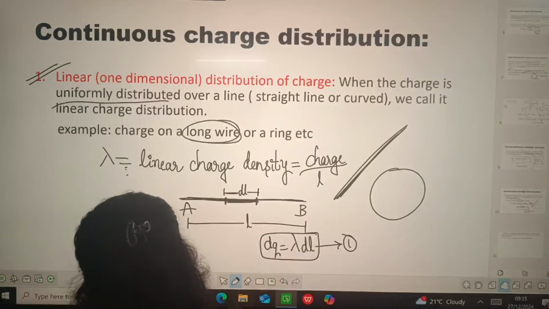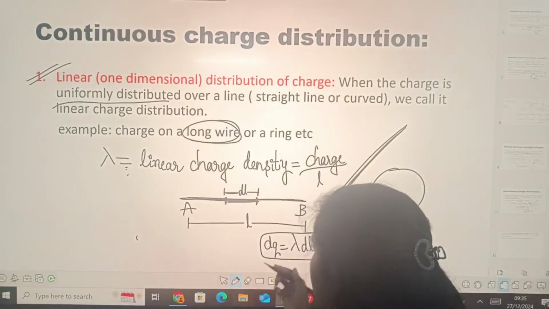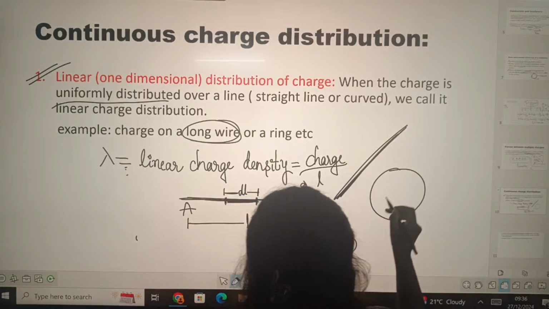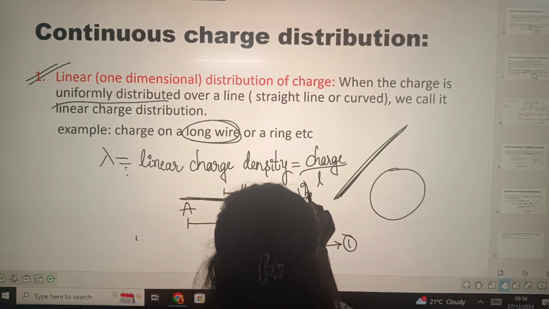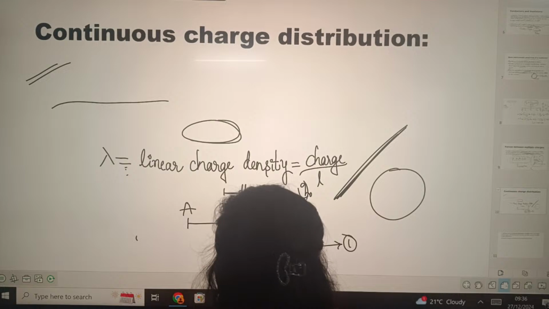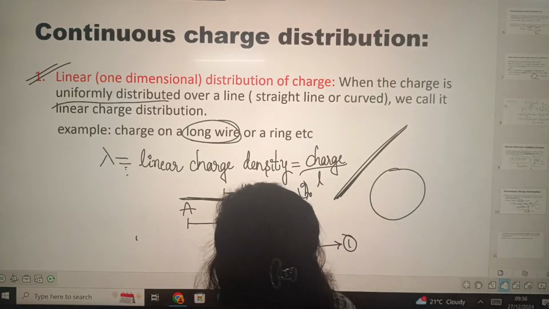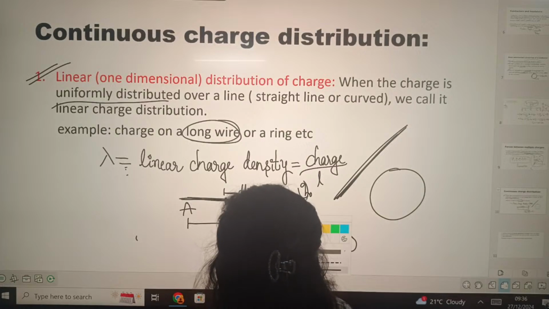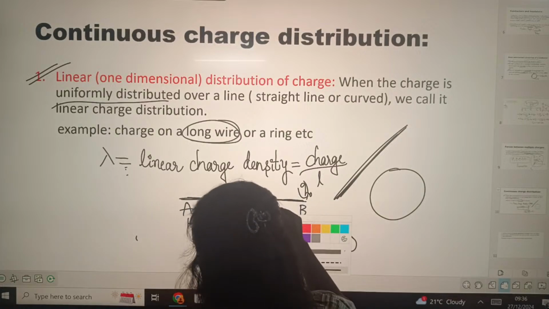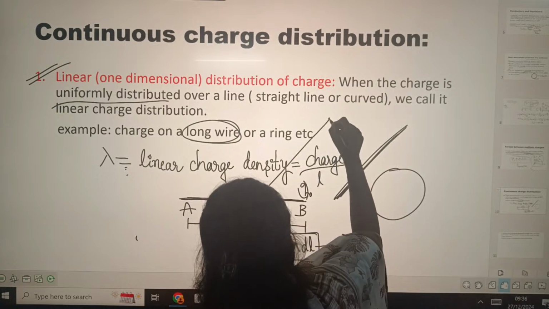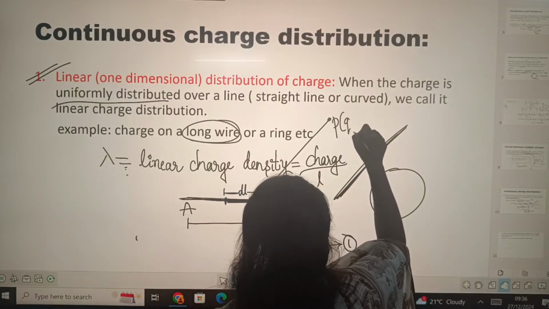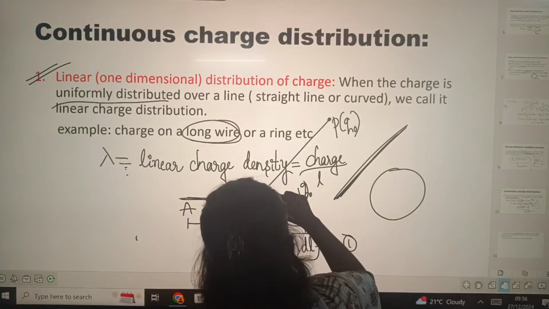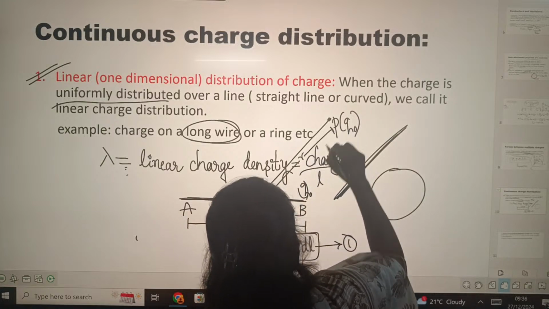Now consider the electrostatic force on a charge q naught placed at a point P. Then the distance of that point P is r.